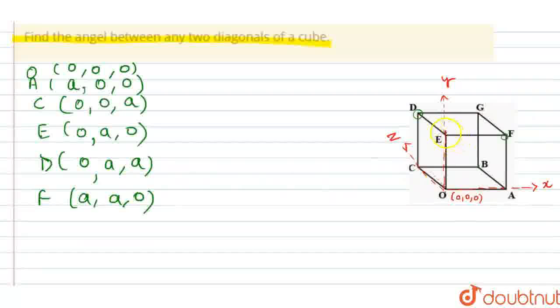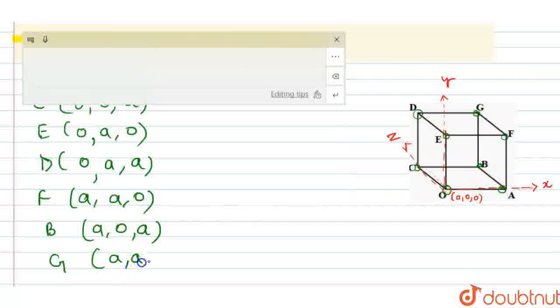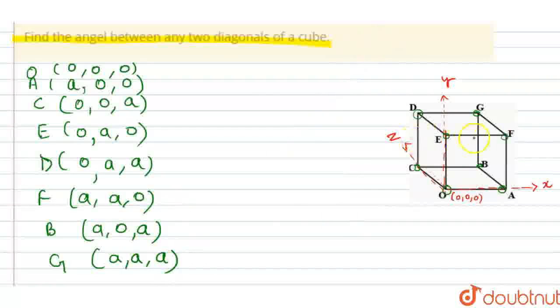So the coordinates of O, E, C, A have been done. Now B lies only in the xz plane, so we will have (a, 0, a). And G lies in all the planes, in the x, y and z planes, so it will have the coordinates (a, a, a). So we have named all the vertices of the cube.